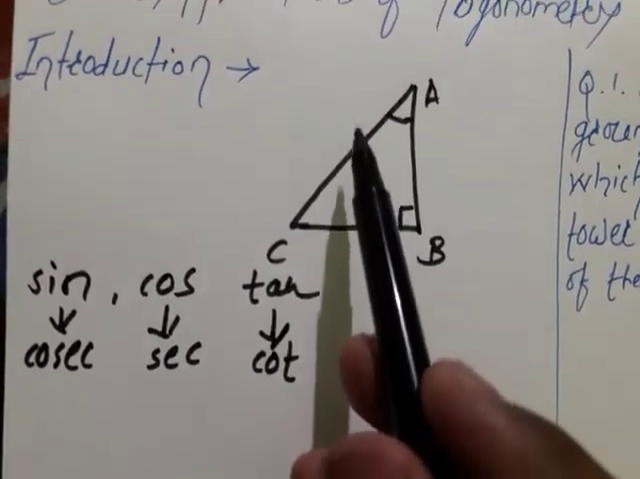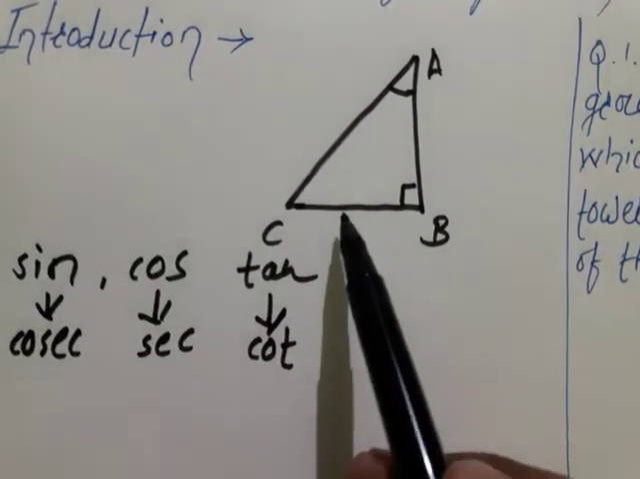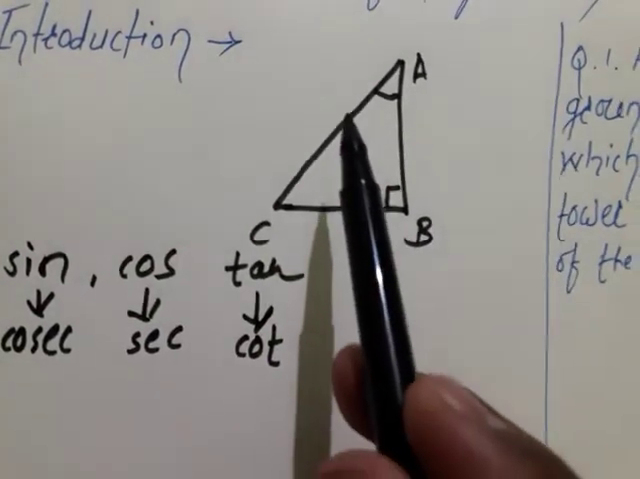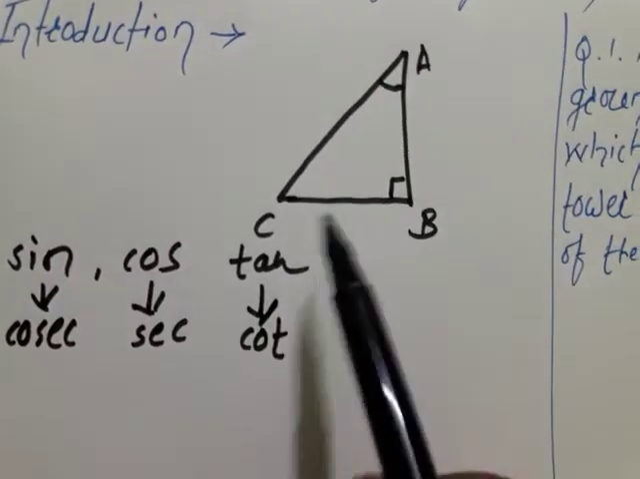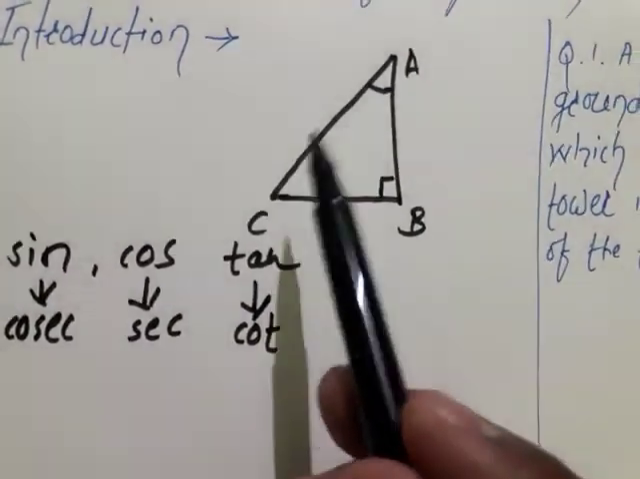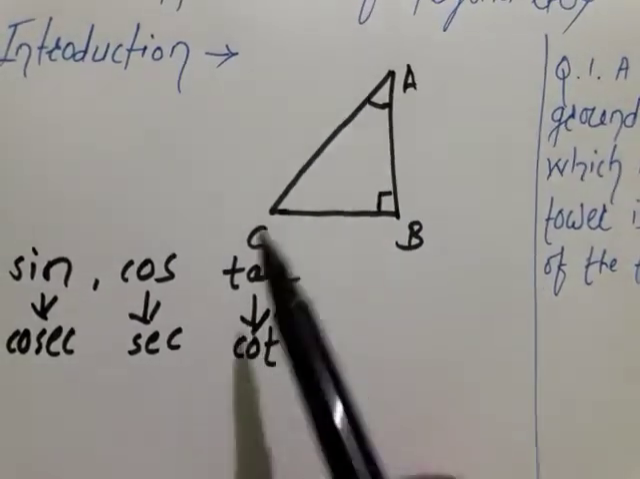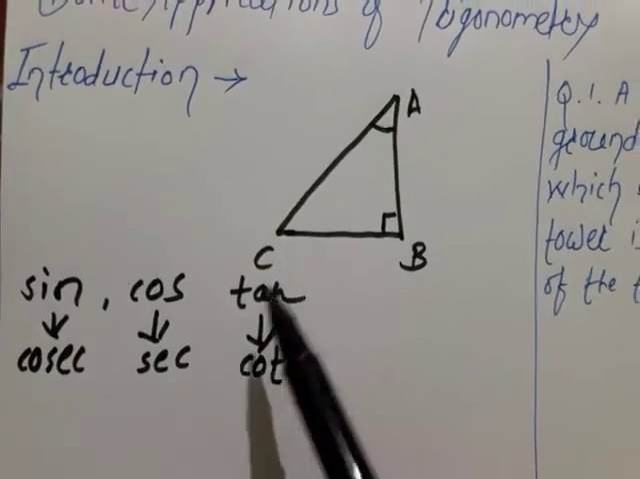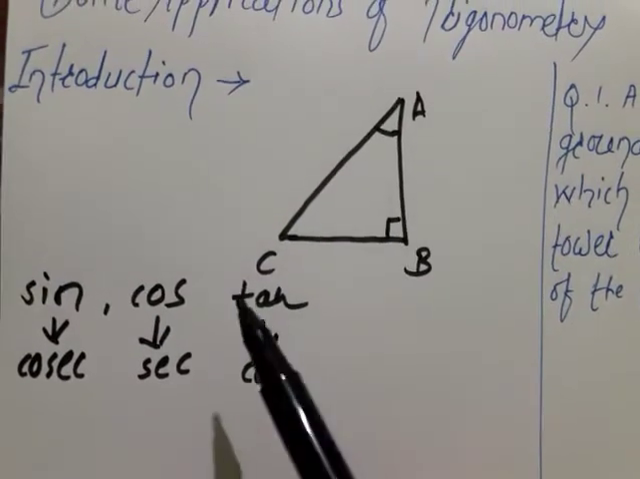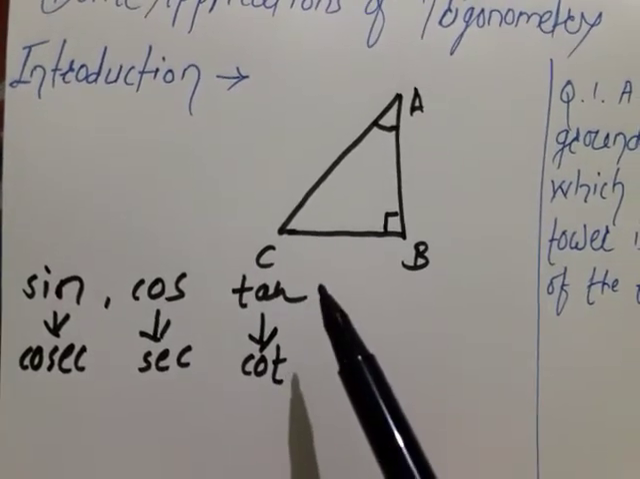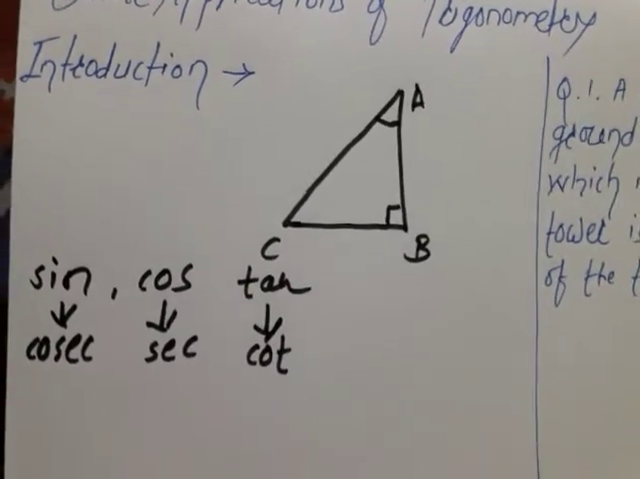Cosec: the sine definition is opposite divided by hypotenuse, so we take its inverse and get hypotenuse divided by opposite side. Cos is adjacent divided by hypotenuse, and sec is hypotenuse divided by adjacent. Tan is opposite side divided by adjacent side. Then cot is adjacent divided by opposite side. Got the idea? Those are the definitions.